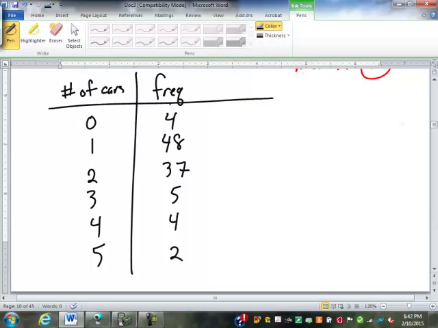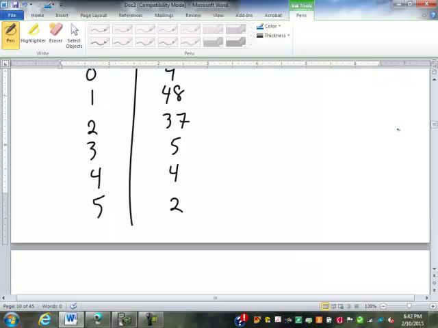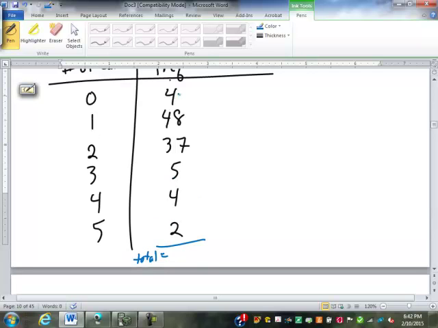Let's say I want to find the median. Well, to do any of these, I have to find the total here. What's the total of this? I got 4 plus 48 is 52, 89, 94, 98, 100. Good, that's what I was shooting for. So n equals 100. That's what that means. There's 100 items in this, 100 households that were surveyed here.